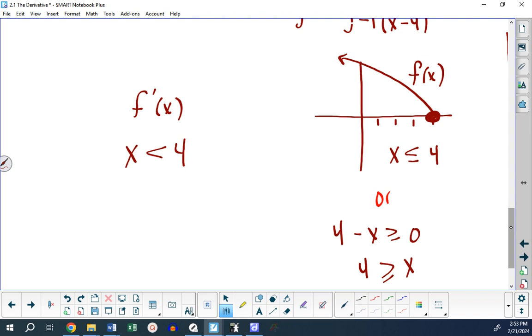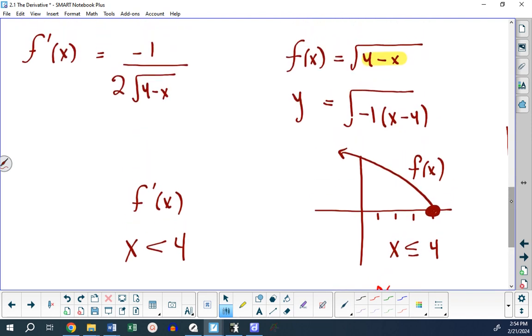And there are moments in math that I really love because the math doesn't lie. It isn't that we made up some kind of arbitrary rule that, oh, well, the derivative doesn't exist here because the left and right hand limits are unequal. Look at the derivative function. Not only does 4 minus x have to be greater than 0, it can't be 0. Because if it is 0, you will be dividing by 0, and that's not allowed.